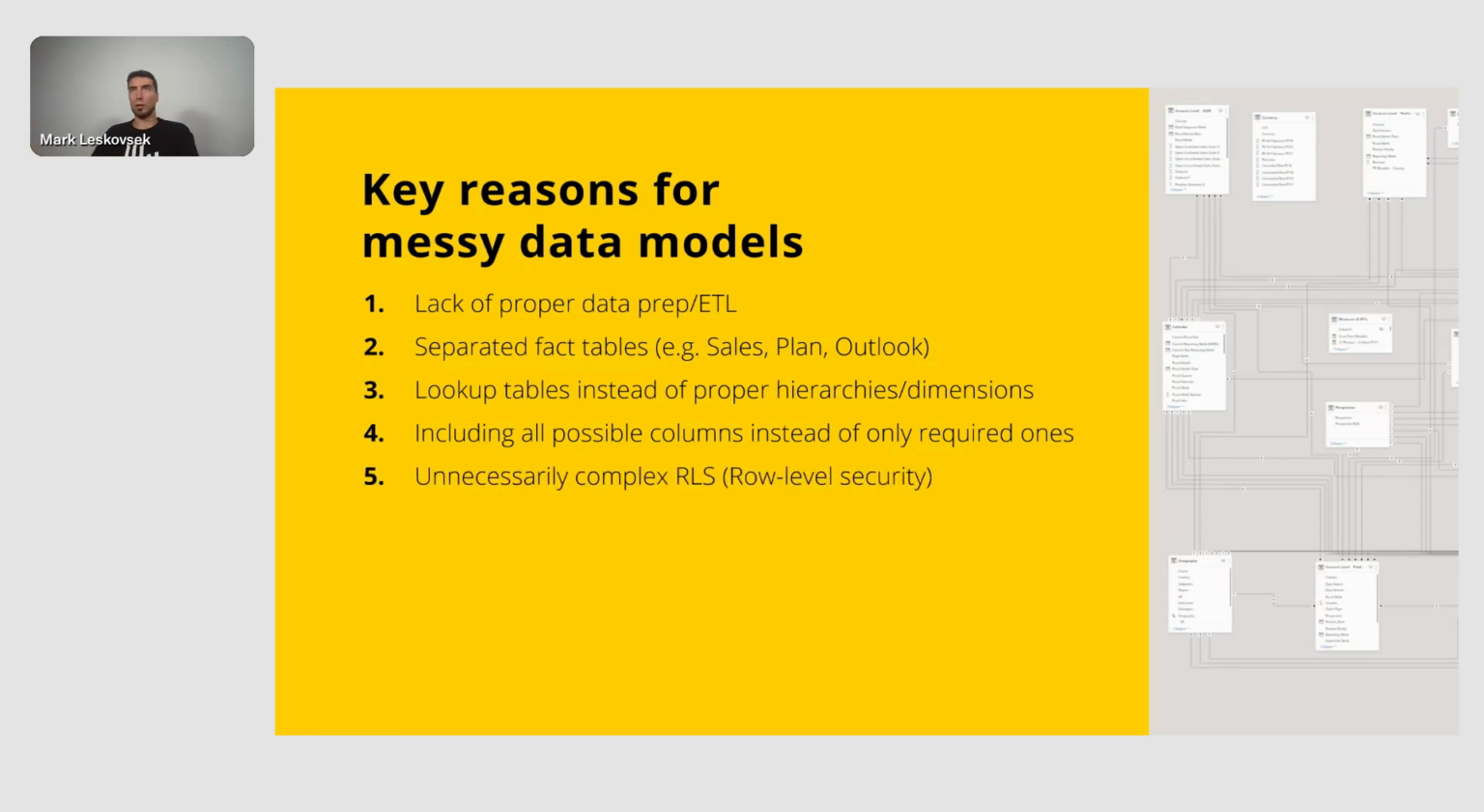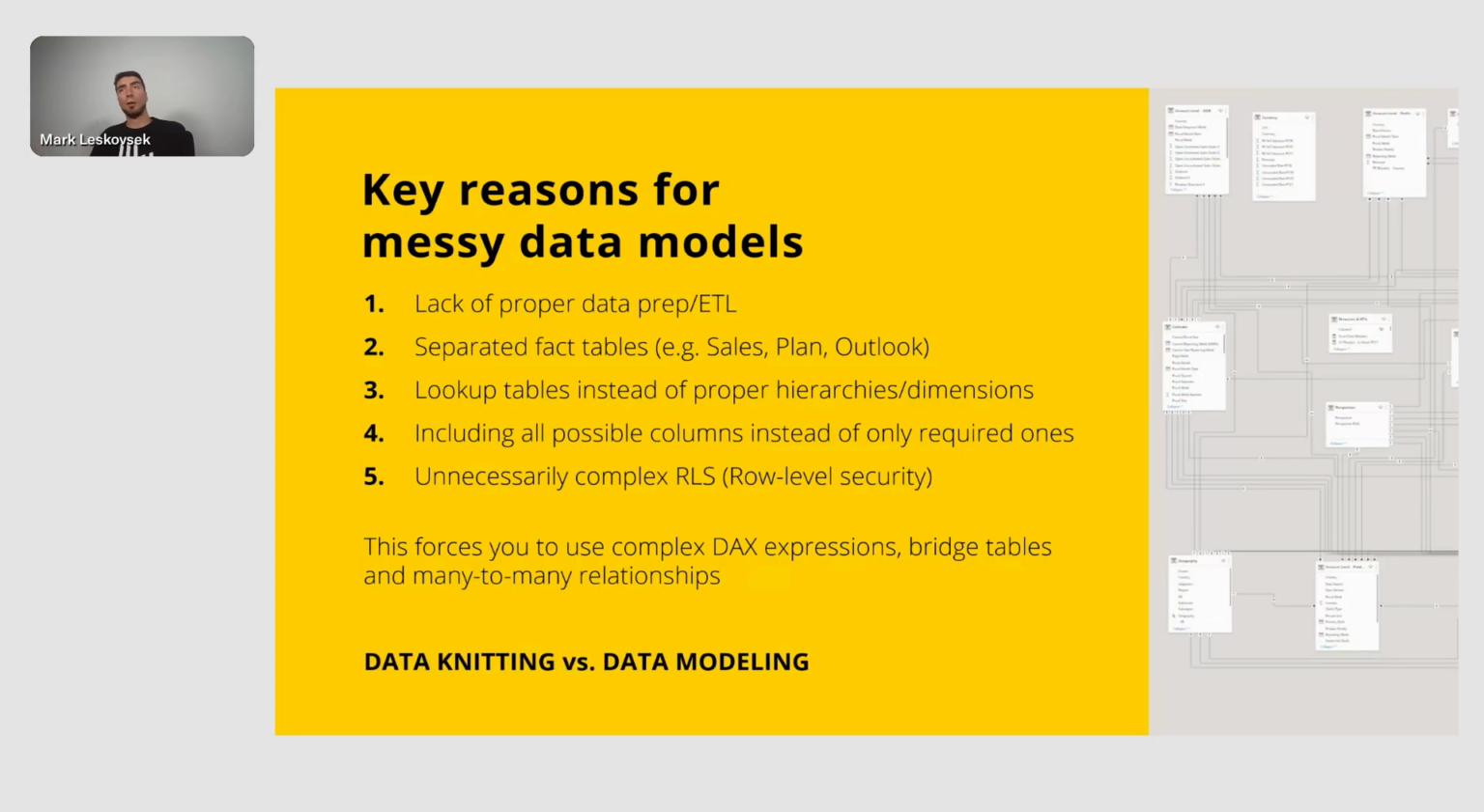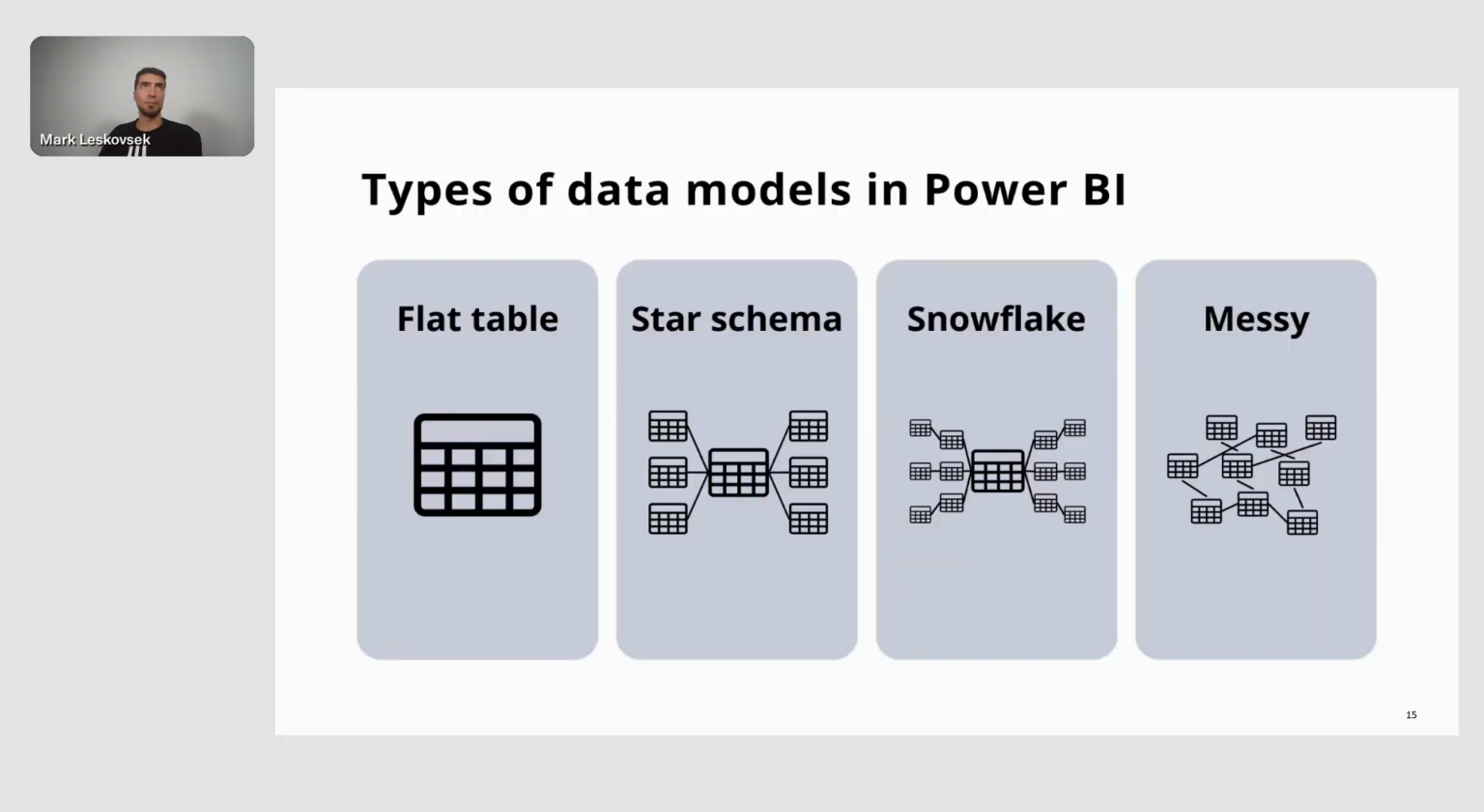And of course, with large deployments and this kind of data models, this will also lead to unnecessarily complex row-level security, which again can be a drag on your performance. And this forces you to use really complex DAX expressions and bridge tables and many-to-many tables, all the bad things that we mentioned before. So this kind of data modeling, we actually call data knitting, not data modeling, because you're just taking all these connections and strands between tables and trying to make it work, which in the end will just result in a big ball of mess.